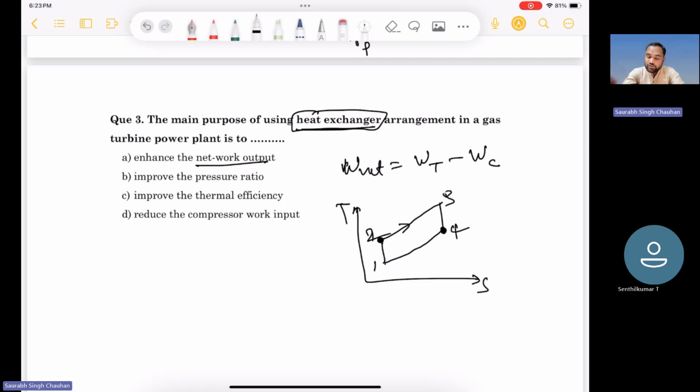Whatever fuel we were using earlier, the amount of fuel will be reduced. So we will be able to save some fuel. We are only reducing the amount of fuel required.